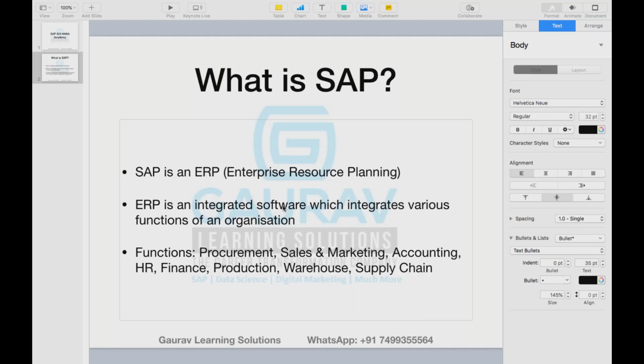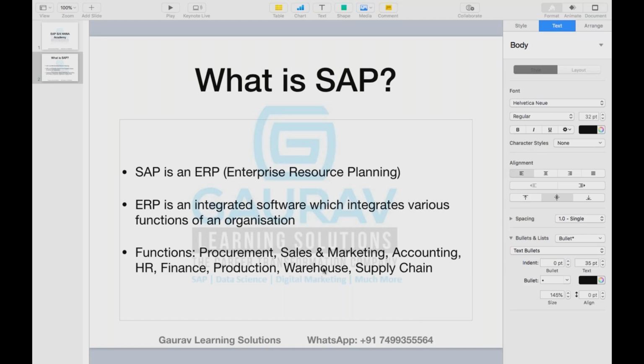This wording is very important. Integrated software. What do you mean by integrated software? If a customer is asking you that I have these departments in my company and I want to manage them all in an integrated way, what do you mean by integrated way? Integrated way means I need a single software which is capable of handling all these functions. I don't want separate software for procurement, separate software for sales and marketing, separate software for accounting and finance. I want a single software which can give me all these functionalities, okay, and that will make life easy.